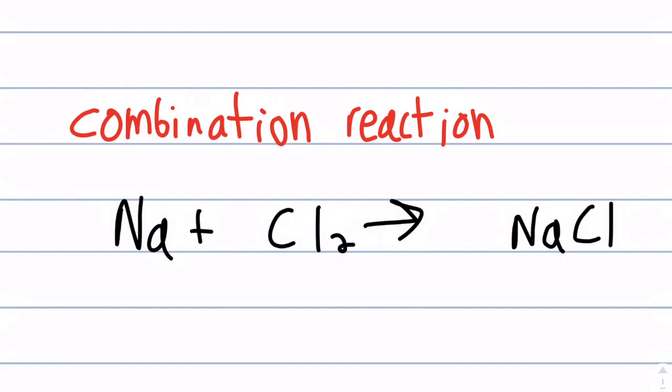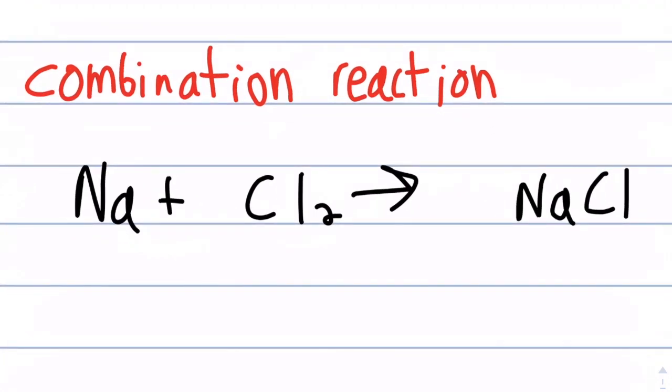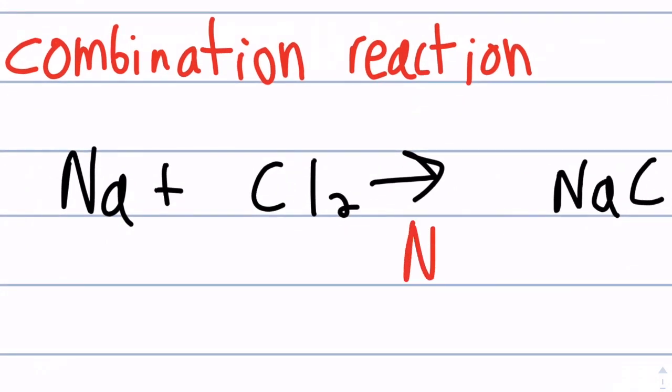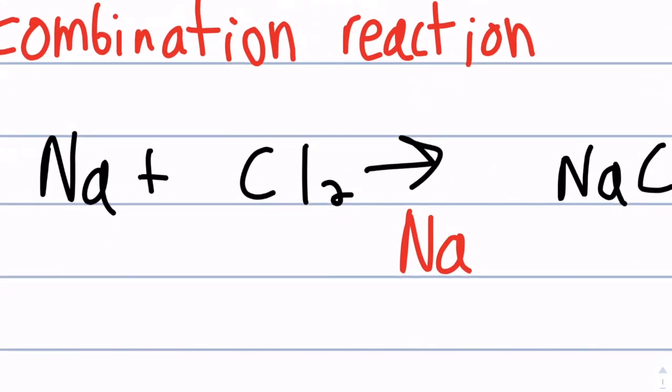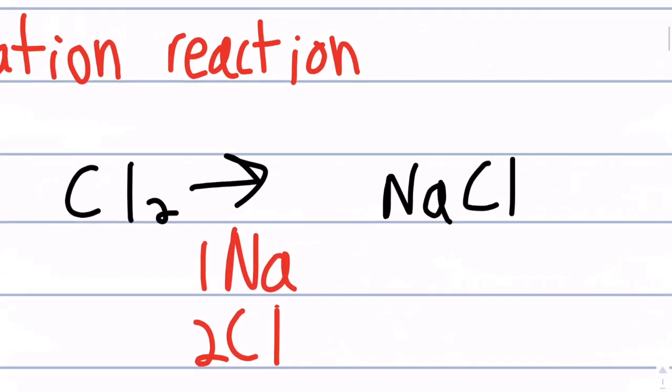The next equation is a combination reaction. This equation is a combination reaction because the reactants combine to form one product and not two products. So the way you would balance this is first, again, listing your elements or reactants, Na and Cl, and then listing how many you have on each side. So on the left, there's one Na and 2 Cl. And on the right, there's also one Na, but only one Cl.